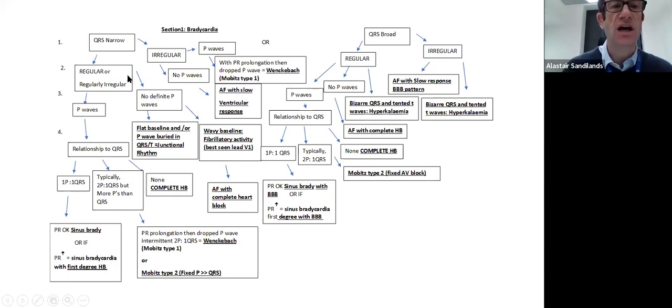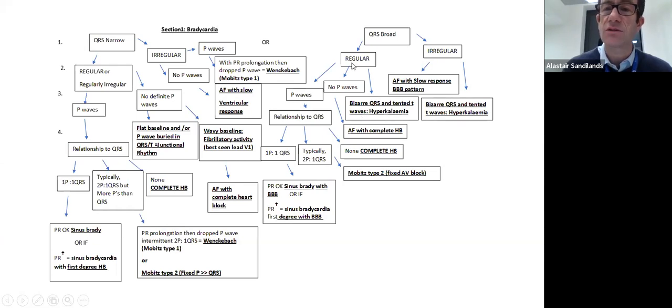Okay, so that answers your bradycardias that are narrow. If we go over to the side that's broad, there are fewer of these. Again, ask yourself the question, is the rhythm regular or irregular? Are there any P waves? If it's a regular rhythm with no P waves, it could be hyperkalemia, which can present with a bradycardia, and you will see tented T waves.